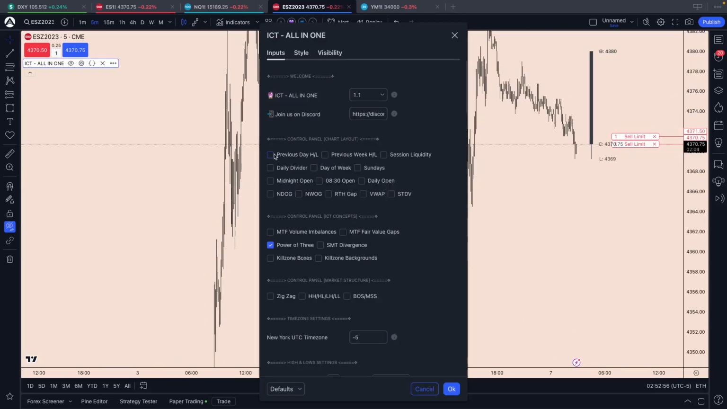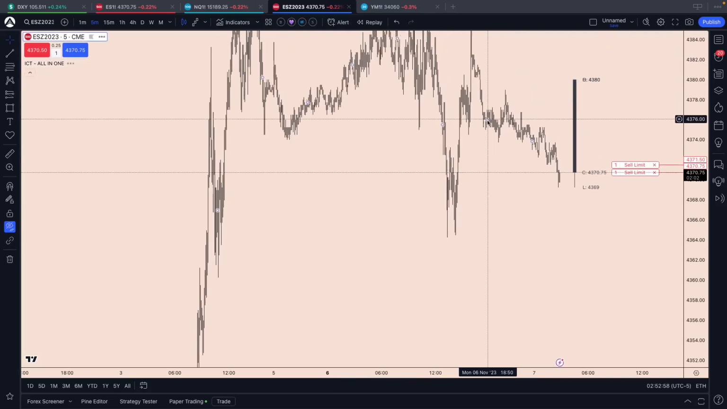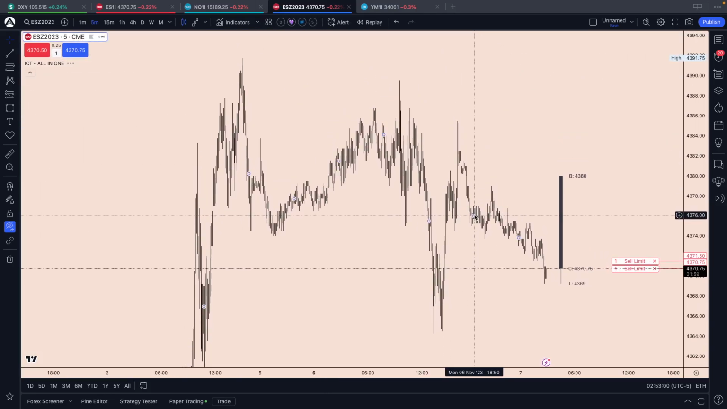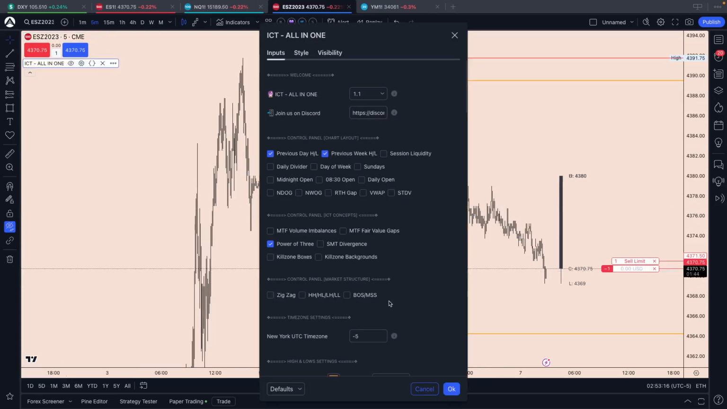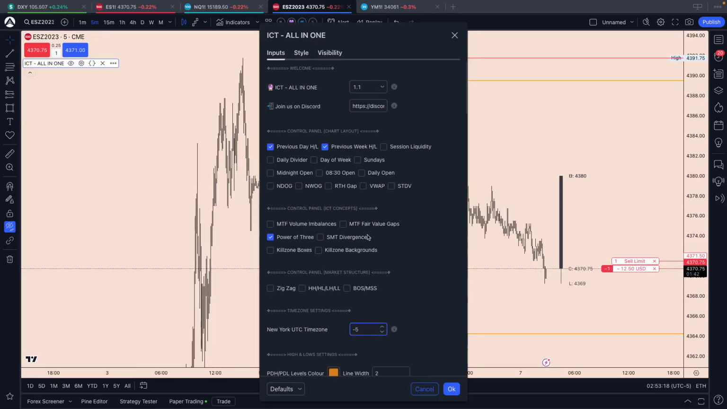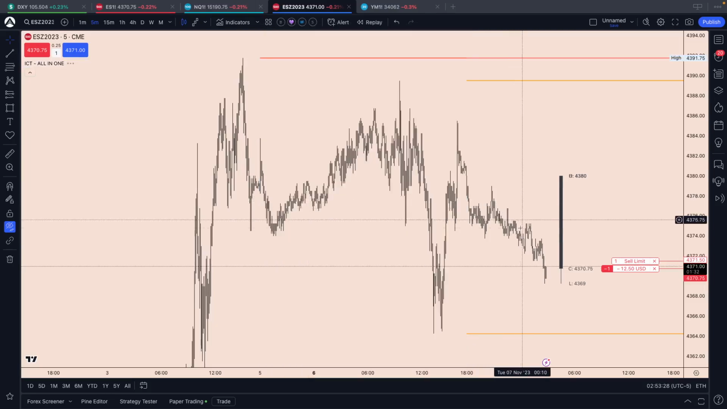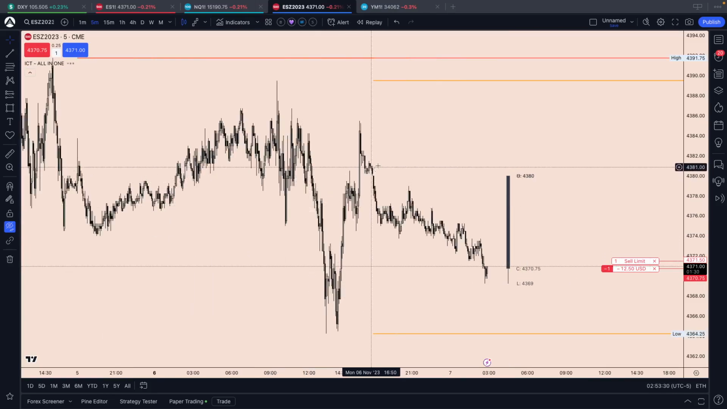Now I have to turn on the previous day high, previous week high and low. Let's see. But that didn't happen yesterday, so that's really weird. Now it's showing it correctly. All you have to do is modify your UTC time zone to -5. Then you can turn on your daily divider again, day of week, Sundays, midnight open, 8:30 open, daily open, new day opening gap, new week opening gap, VWAP, and everything should be drawn correctly again.